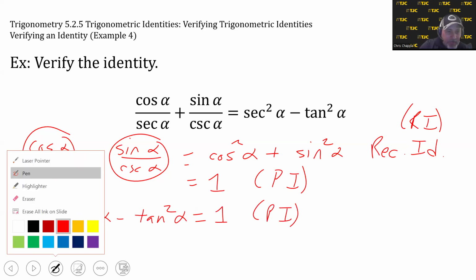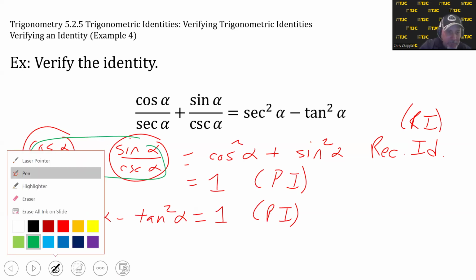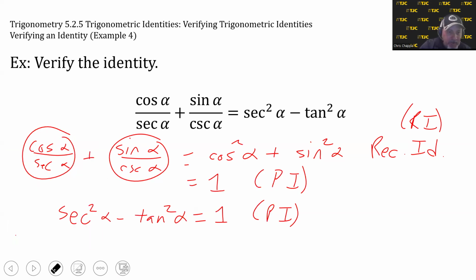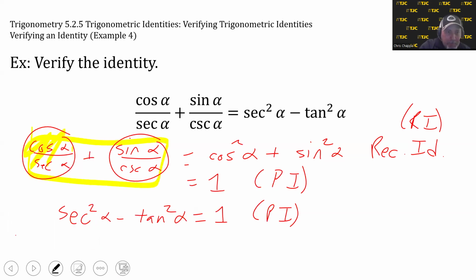So we have successfully shown that the left side is equal to 1, and we've shown that the right side is equal to 1. And since we've shown that the left and the right are equal to each other, this verification is over.